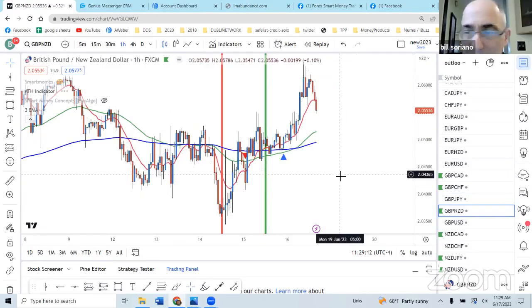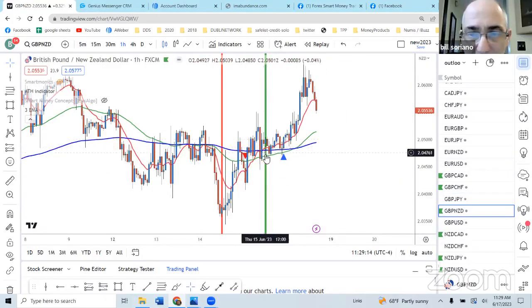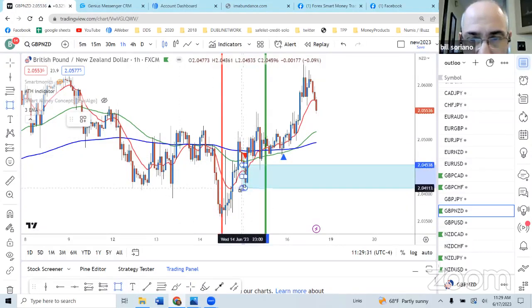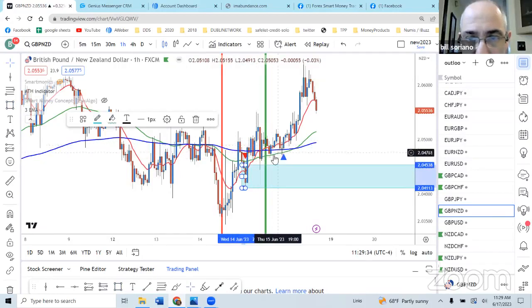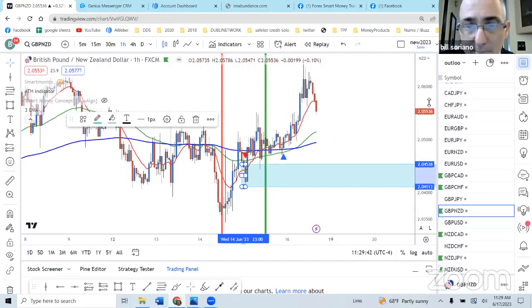Now, if we look at GBP NZD, here's our 13 above the 62. We get the 4-hour flip right here. Here's our pullback. We had a break of structure here, right? And so price did come down here and touch our liquidity block, which would be right here. And then, right, we get the ATH signal that it may be safe to take a trade here on the 1-hour chart.